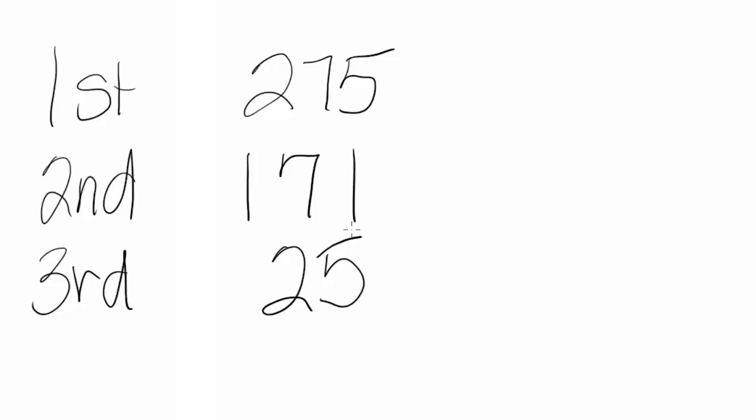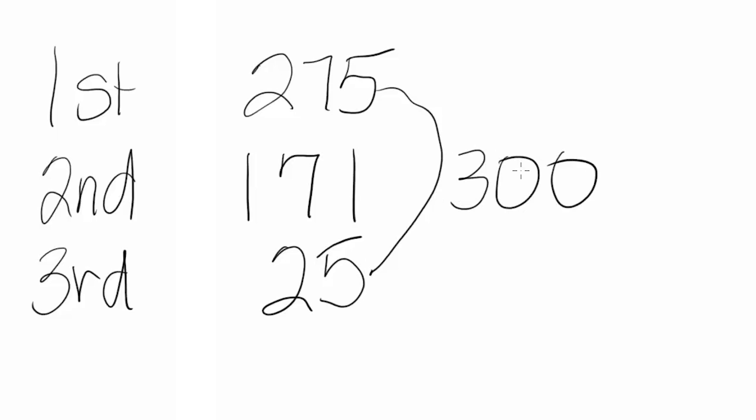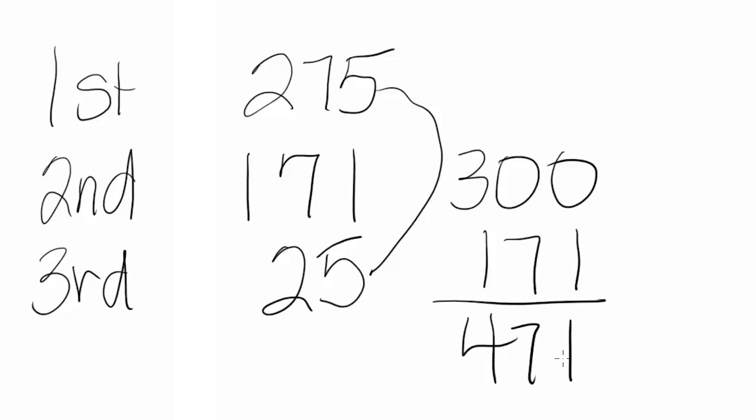When I look at this problem, I see some numbers that are much easier to work with. I would probably want to group my 25 and my 275. That would give me 300 miles, and then add 171 miles, which would give me a total of 471 miles.